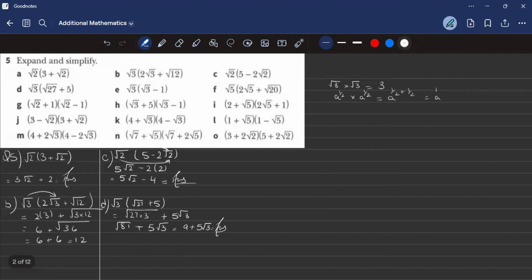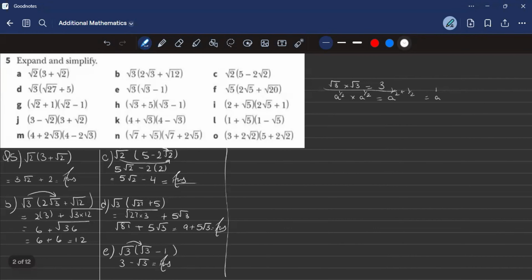Let me just get my calculator. Okay. For part E, we have √3 multiplied by (√3 minus 1). Now, this is no big deal. We have discussed before √3 multiplied by √3. The same logic here. This is equal to 3 minus √3, because minus 1 times √3 and minus √3 are the same thing. So that's it. That's our answer for part E.